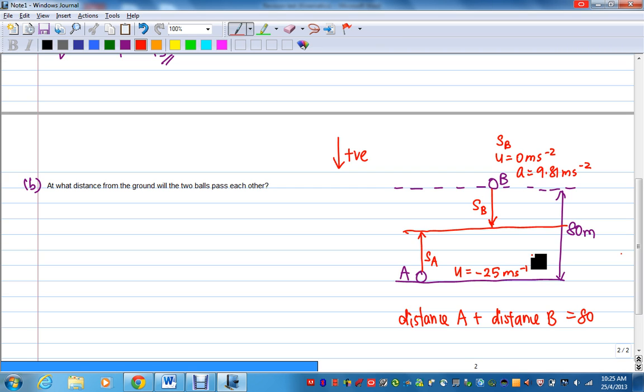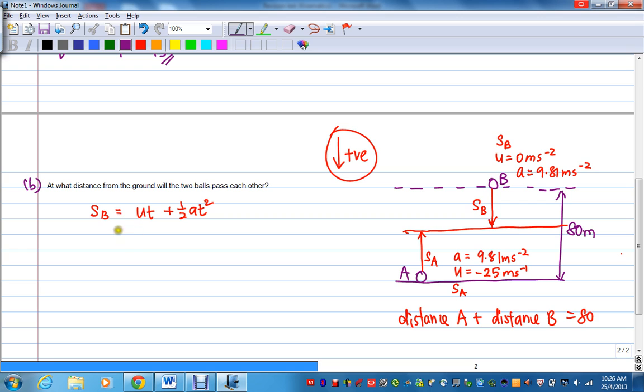Let the distance be SA. I know the acceleration for A also. The acceleration for A will also be free fall, which is 9.81. It will be positive also because the acceleration on A, which is due to gravity, is downward, and we are taking downward positive. Okay, so now let's take a look at the expression for SB. To find the distance traveled by ball B when ball A and ball B meet, we will be using the formula s equals ut plus half at squared.